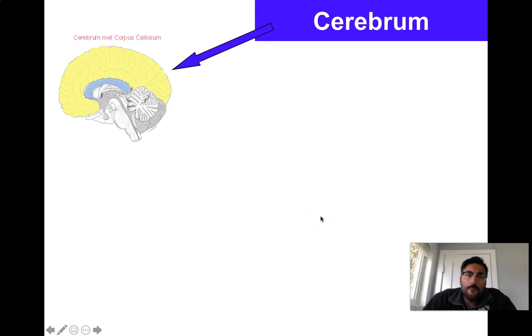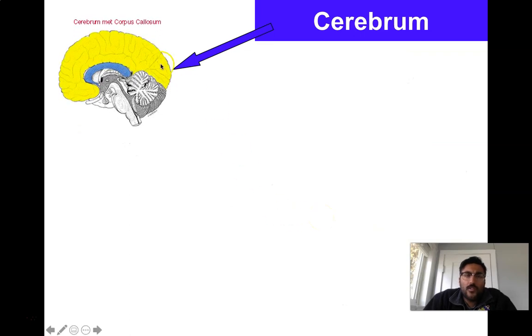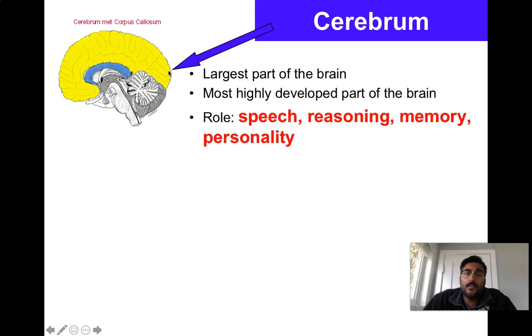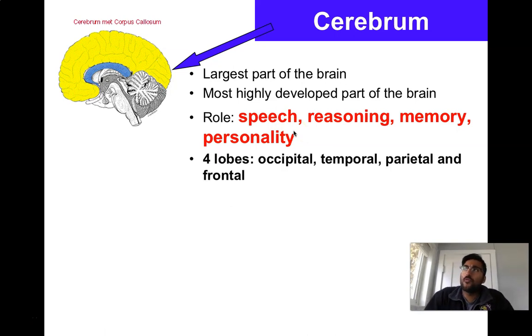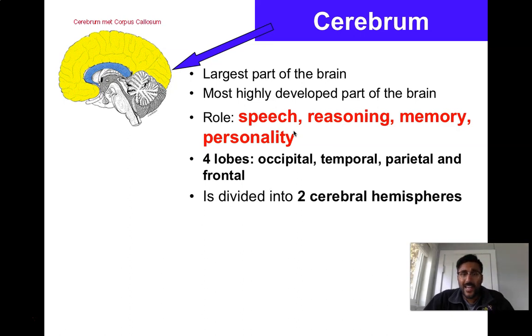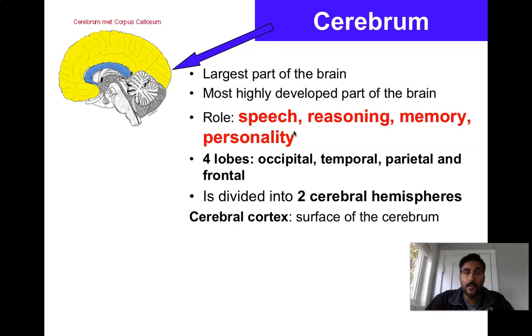So the cerebrum is that largest portion of the brain. It's got all the folds, also called gyri. And it's the largest part of the brain. It's got the most highly developed portions of the brain in all organisms, especially humans. And its role spans everything from speech to reasoning to memory to personality. And the four lobes are as follows: occipital, temporal, parietal, and frontal. And it's divided into those two hemispheres. We already discussed that, the left and the right hemisphere.